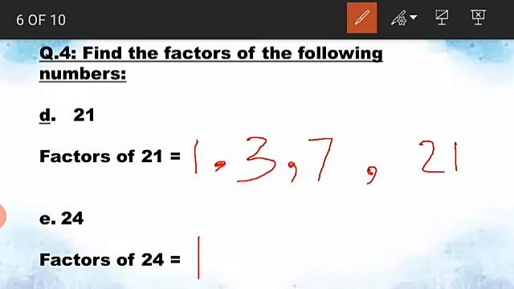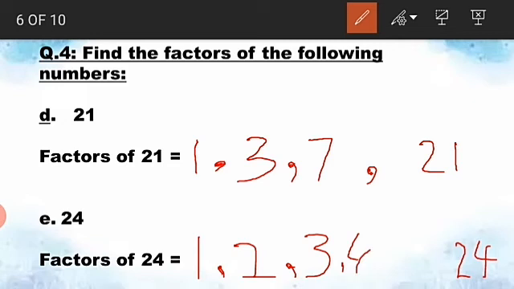Again we have to write 1 and 24, as we already know that. Now after 1 we have 2, yes, then 3, yes, 3 sevens are 24, and 24 divided by 3 is equal to 7. So we can say that 3 is a factor of 24. Now after 3 we have 4, 4 sixes are 24, yes, 4.